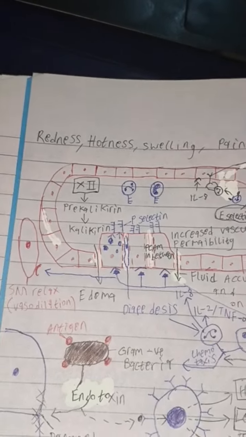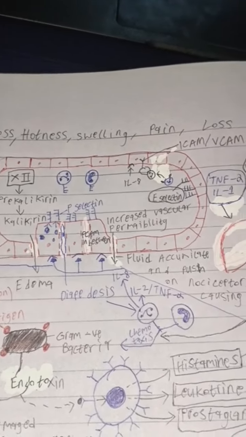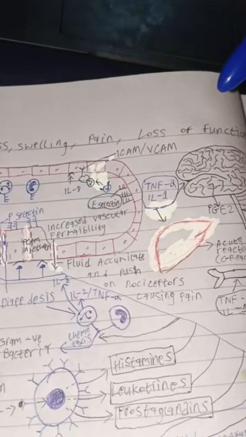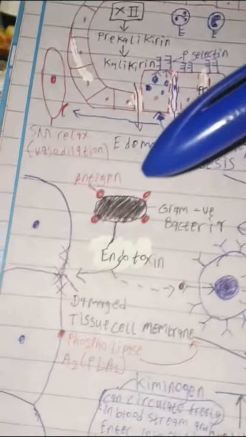Before we start, a quick review on the five cardinal signs of inflammation: rubor, calor, tumor, dolor, functio laesa. In English, redness, hotness, swelling, pain, loss of function. Now we'll be seeing how all this occurs during the vascular events. So let's start from the beginning.